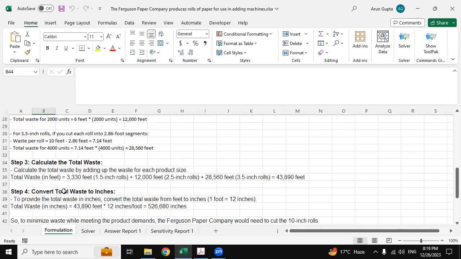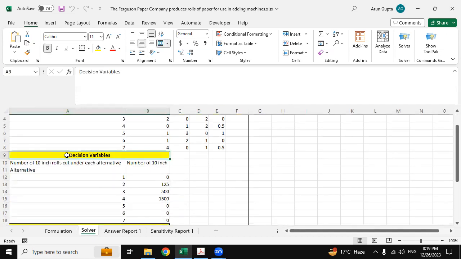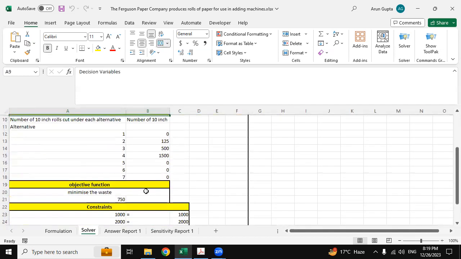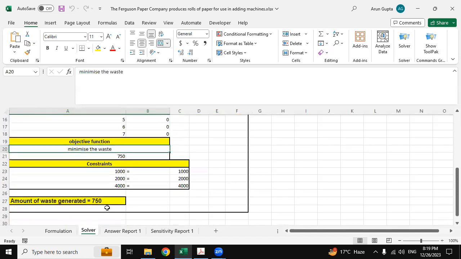And then this is the solver part. For the alternatives, 1.5 inch, 2.5 inch and waste. These all are the parts that has been derived from the question, and I have put it in the Excel format. Now we have used Excel solver. So this is the decision variables, and this is the objective function. Now these are the constants. So this is our objective, which has been derived to 750 by using Excel solver.